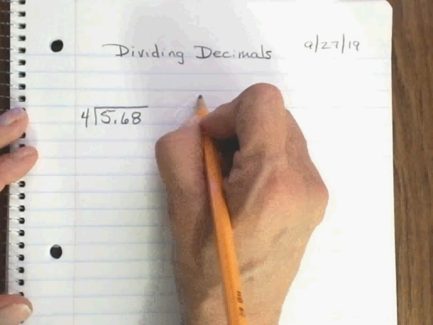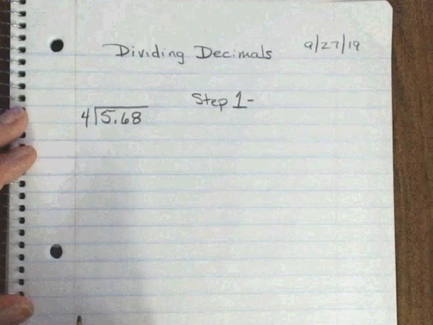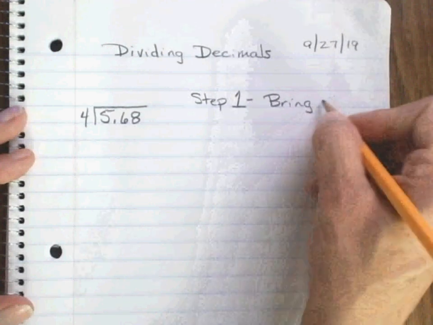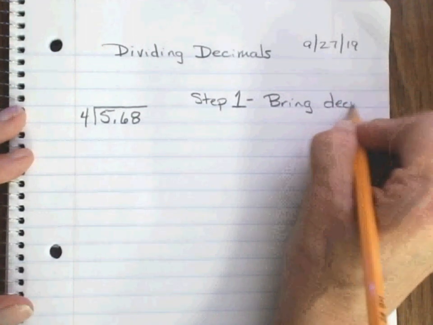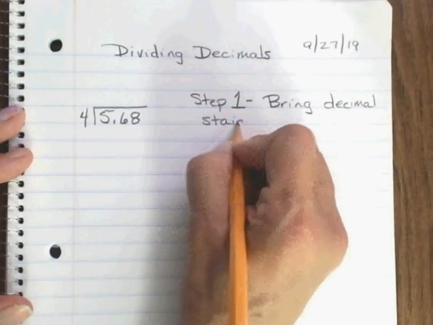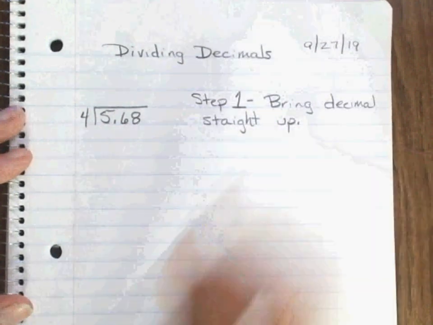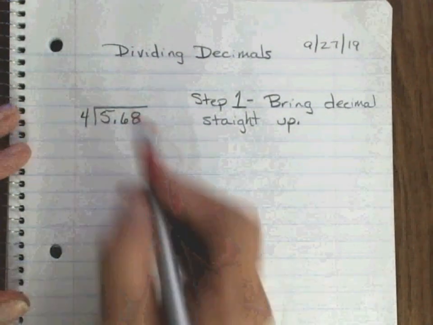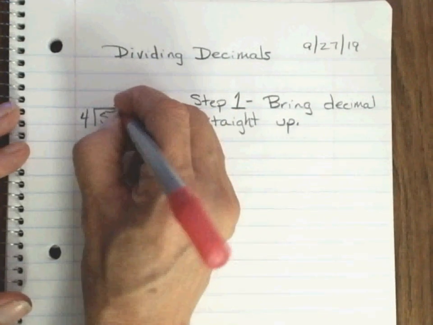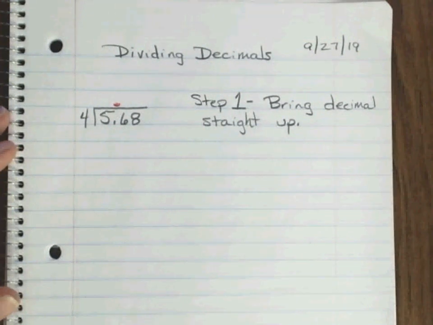Step 1. Bring the decimal straight up. Okay, so what do I mean by that? Well, our decimal is right here, and we're just going to bring it straight up. That's the very first thing we do. Bring the decimal up.